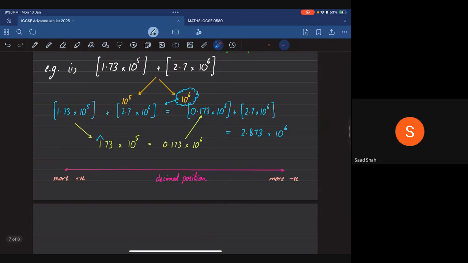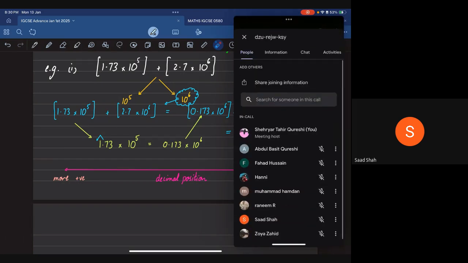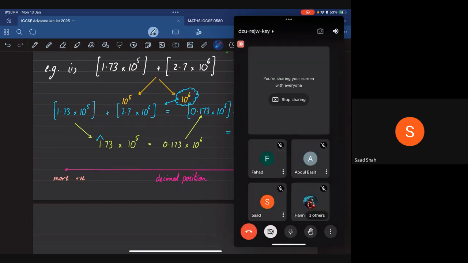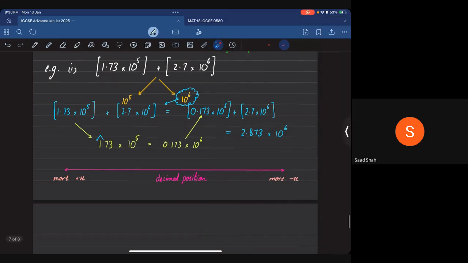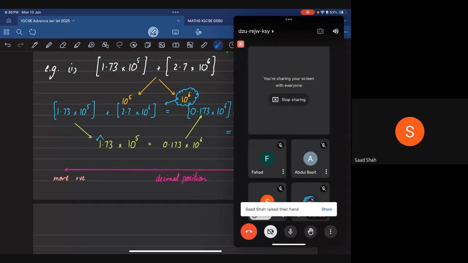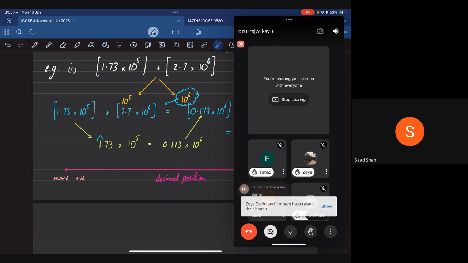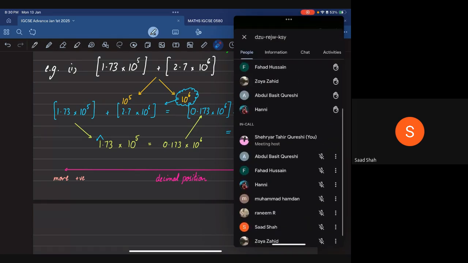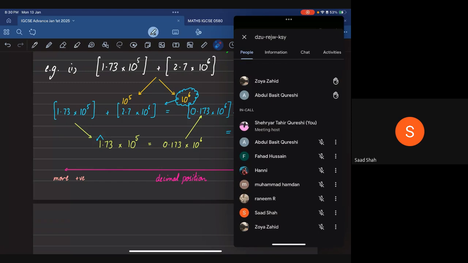Yes, done. Who's getting the same answer? Nice profile picture, honey. Saad is getting the same answer. Is there anyone else? Fahad got the same answer. Hamdan, Zoya, Basit, everyone got this. Is there anyone who did not get the same answer? Yes, Raneem, did you not get the same answer?